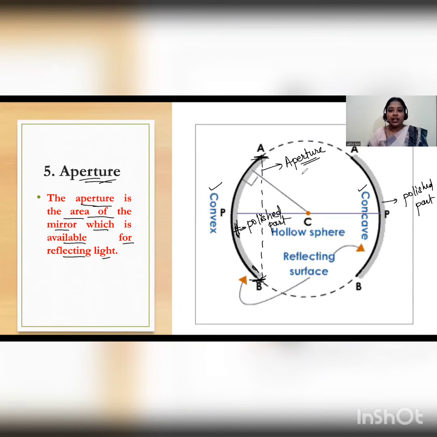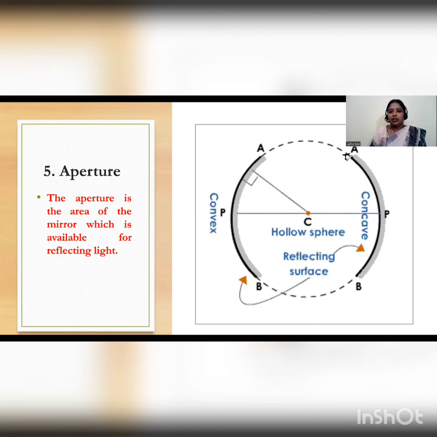So aperture is the area available for reflection, from where reflection can take place. In a concave mirror also, it will be from here till here. This area available for reflection is known as aperture.